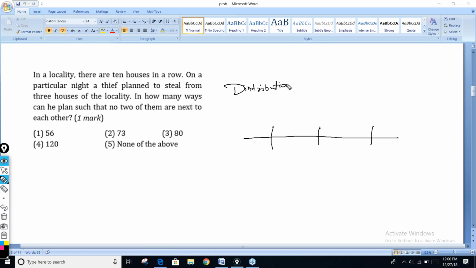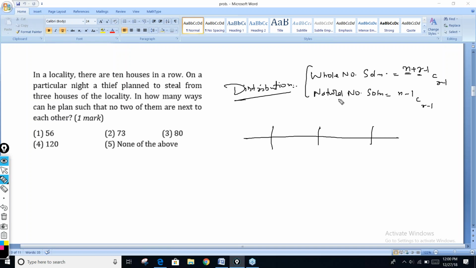And in distribution, you need to know the two formulas. One is whole number solution and the other is natural number solution. Whole number solution says it is n plus r minus 1 C r minus 1, where n is the number of things we need to distribute, r is the number of places we need to distribute. And the second is natural number solution. Natural number solution says n minus 1 C r minus 1.